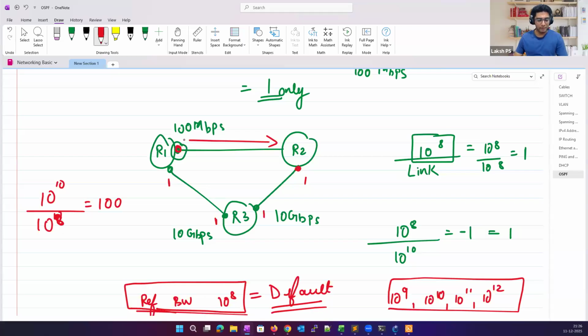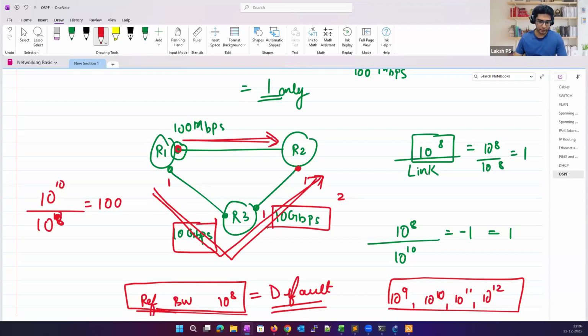Obviously 100 is higher. The cost from here is 2, but the cost from here is 100. So obviously OSPF considers a lower cost path over a higher cost path, and hence this particular path will be preferred based on the higher bandwidth of the link. So this is how OSPF calculates the cost.